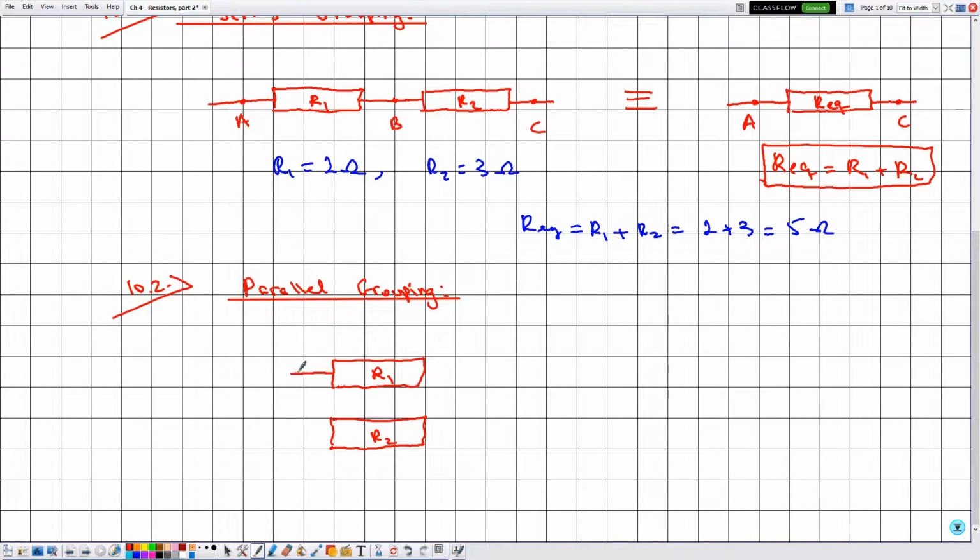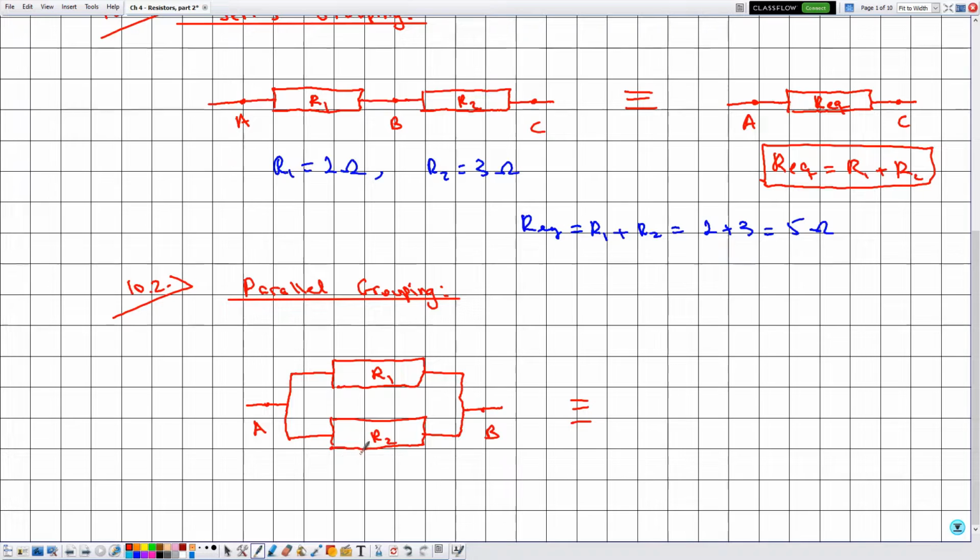So these are the terminals of R1 and these are the terminals of R2. In order for them to be in parallel, both terminals must be connected to each other like this. And let's suppose that this is the point A and this is the point B.